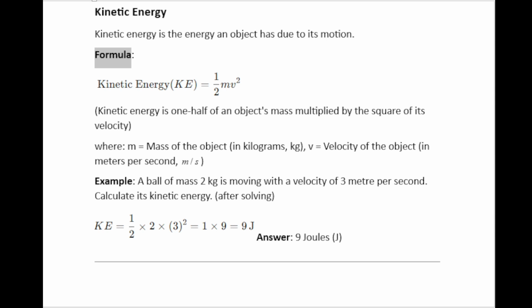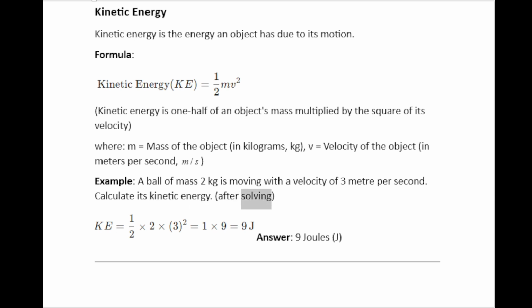Formula. Kinetic energy is 1/2 of an object's mass multiplied by the square of its velocity, where m is equal to mass of the object in kilograms, kg, and v is equal to velocity of the object in meters per second. Example: A ball of mass 2 kilograms is moving with a velocity of 3 meters per second. Calculate its kinetic energy.